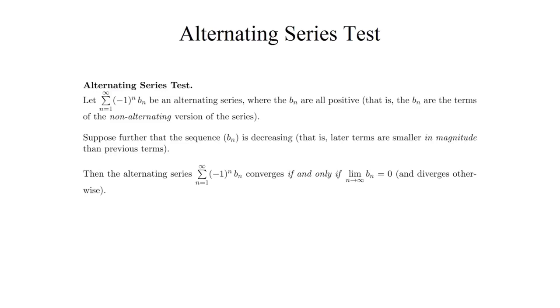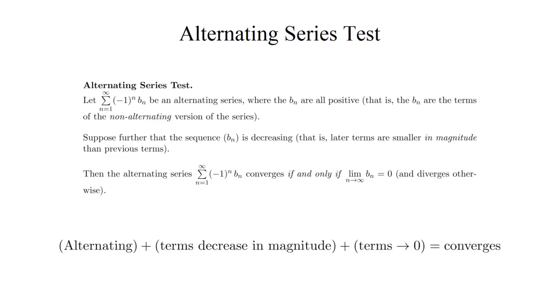That's a bit of a mouthful, so let me try to summarize this a little more succinctly. The alternating series test says that if the terms of your alternating series are getting smaller in magnitude, then the series converges if the terms converge to 0, and diverges if the terms do not converge to 0.